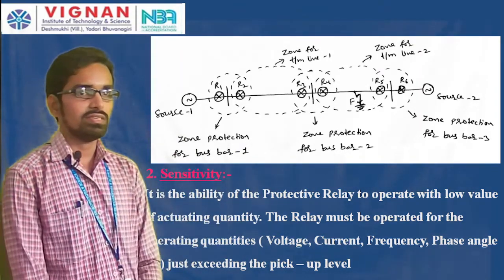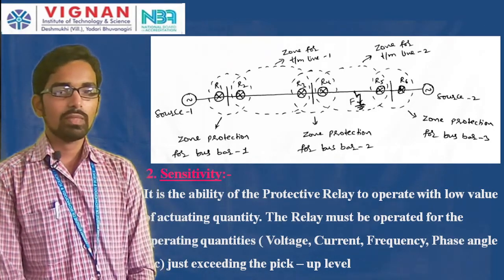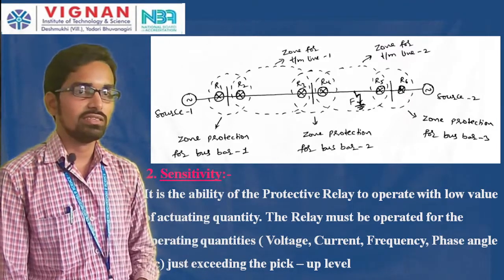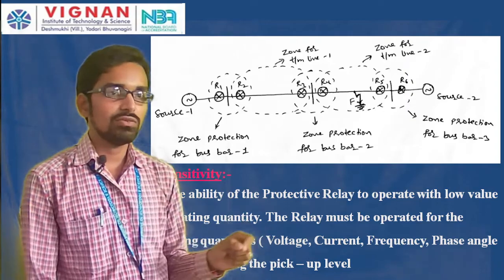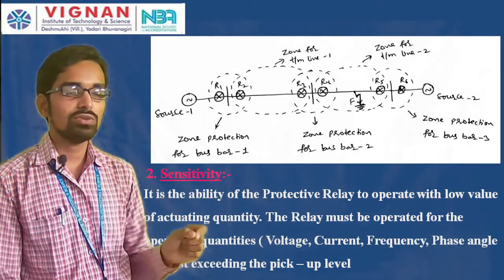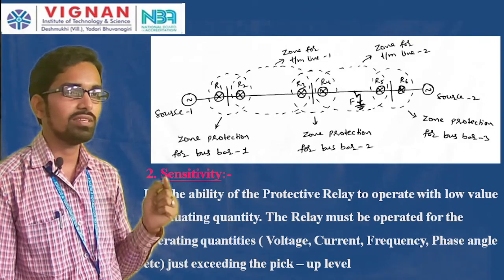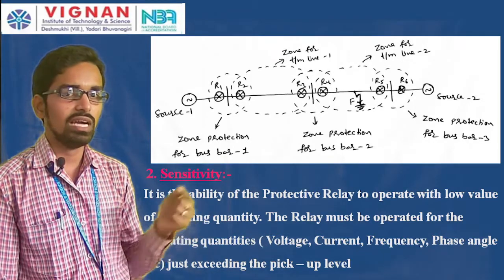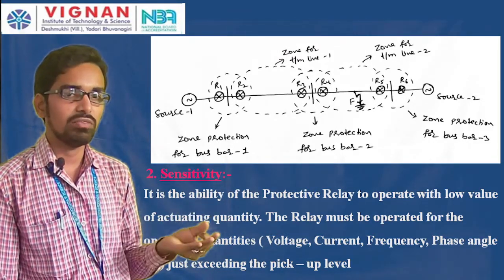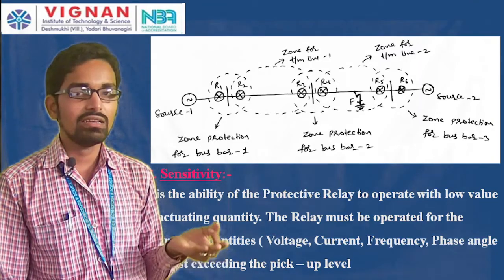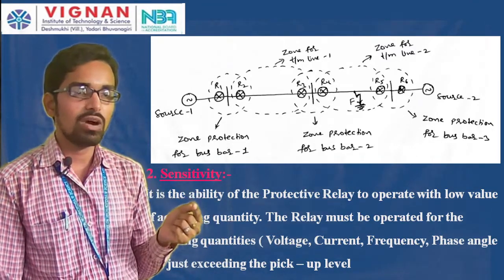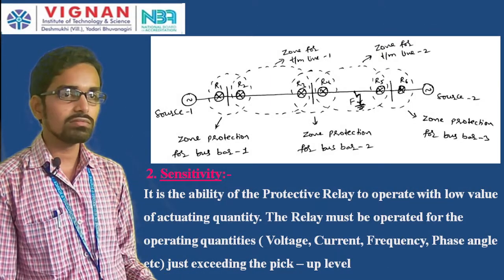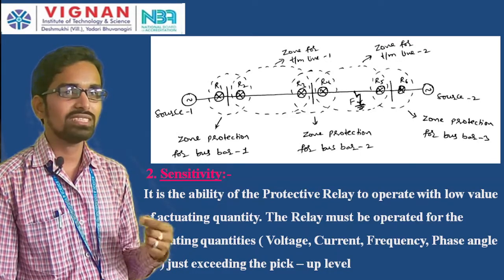Next, second is sensitivity. What is actually sensitivity? Sensitivity means the ability of the protective relay to operate with a low value of actuating quantity. So, even for a low value of actuating quantity, it has to operate. For small quantities also, if the value exceeds the pickup value, be it voltage or current, or frequency, or phase angle, etc., then the relay has to operate. That is your sensitivity, it has to be more sensitive.